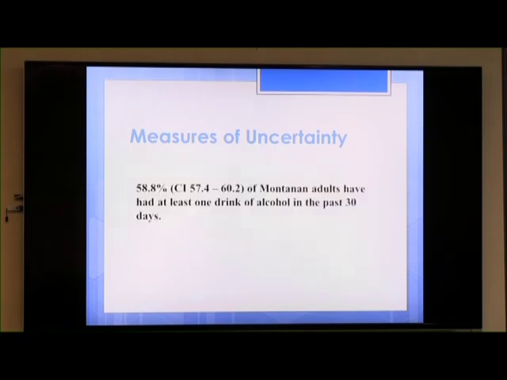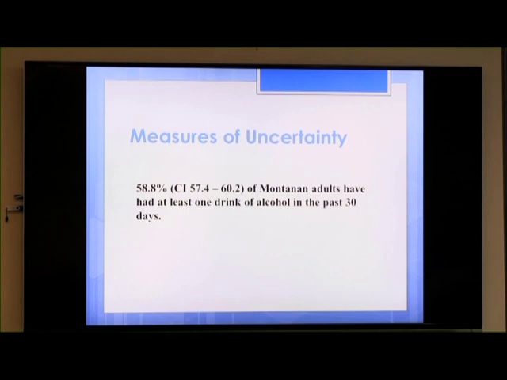But first, I just gave a few examples here. This is one that you guys have seen, I'm sure. I just said that 58% of Montana adults have had at least one drink of alcohol in the past 30 days. And then the confidence interval associated with that is 57 to 60. We'll talk about how to interpret that in a minute, but just know that that's the range. So it's saying that this is the estimate that we came up with, 58.8% based on our sample population, but really it's this whole range. It could be anywhere in this range.